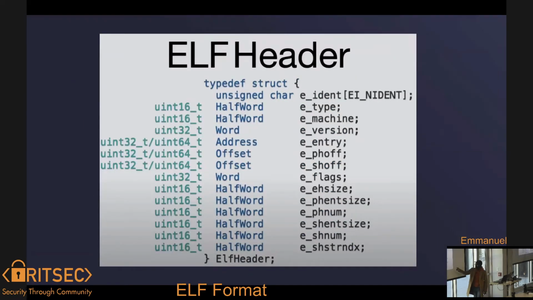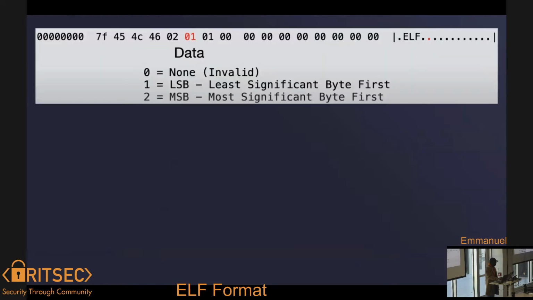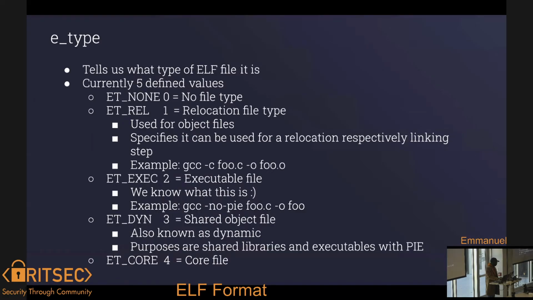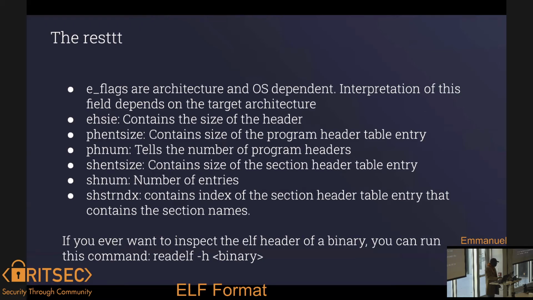Right here. So this last one, this SH stir NDX, how would I describe this? It contains an index of the section header that contains the section name. So it's useful when the section header points to this location to find a specific name. I don't know what that means, but whenever the section header needs something, it points to this part to find the name of that section and does whatever it needs to do after that.